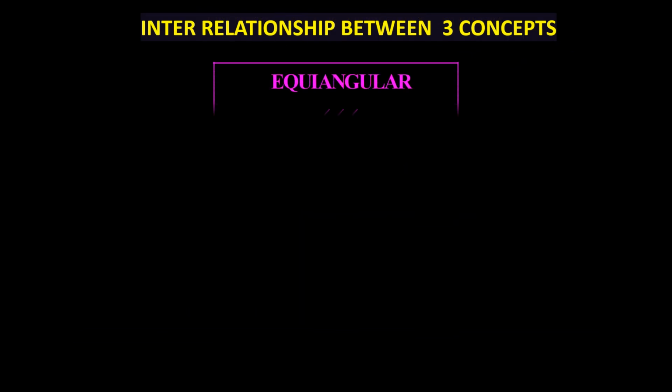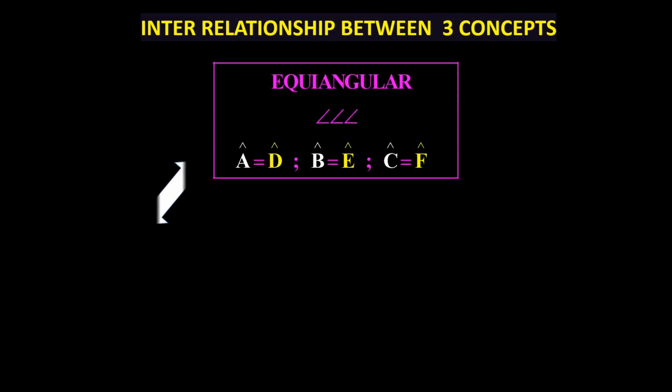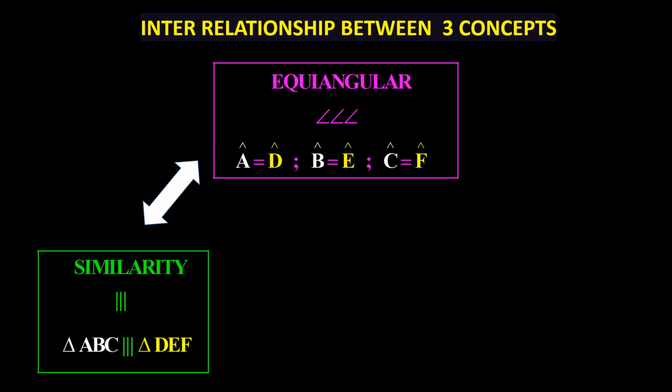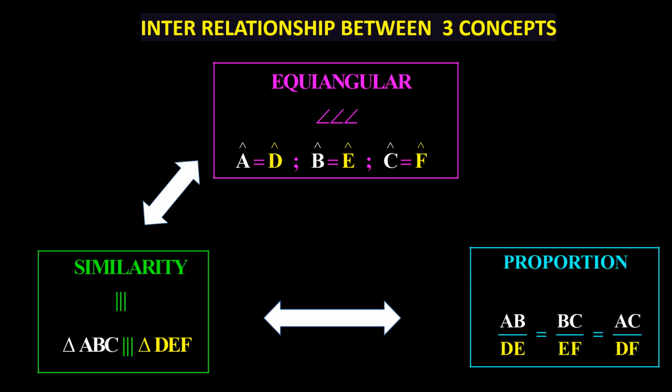Now it's important that you know the interrelationship between the following three concepts. Equiangular means all the angles of the one triangle are exactly the same as the angles of the other triangle. If they're equiangular, we refer to the triangles as similar. So if they are equiangular, they are similar. If they are similar, they are equiangular. The one implies the other.